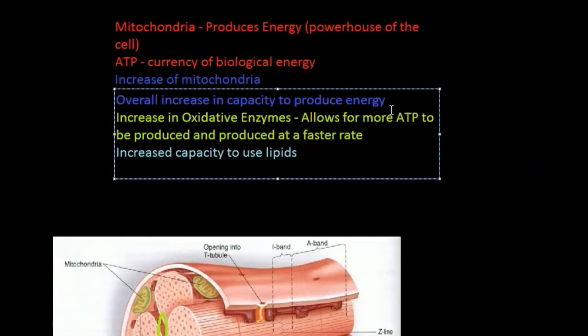But for the purposes of today, all you really need to understand is that the mitochondria are the powerhouse of the cell, as they produce energy known as ATP, or adenosine triphosphate. And with endurance training, we get an increase in mitochondria, which will allow us to work longer or effectively have a greater endurance.